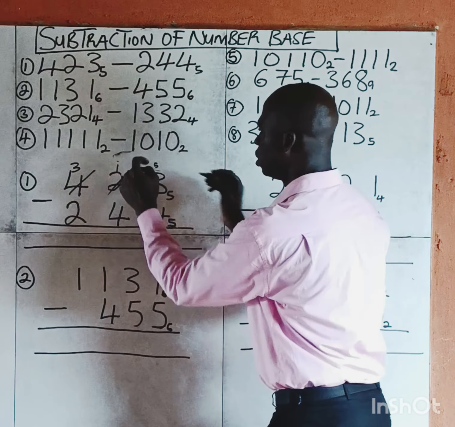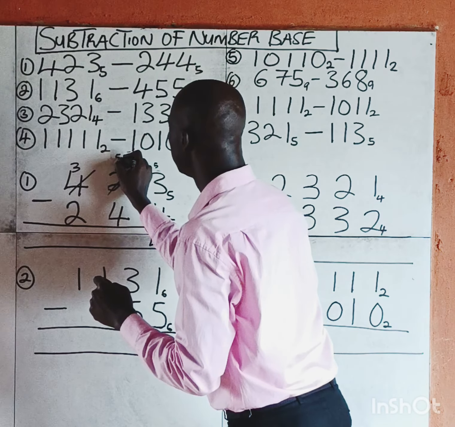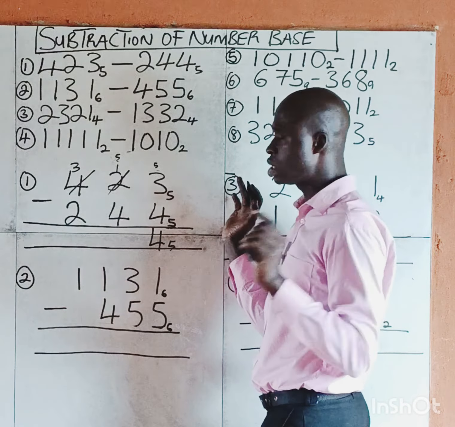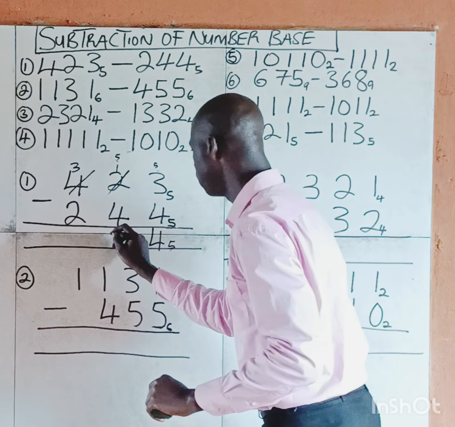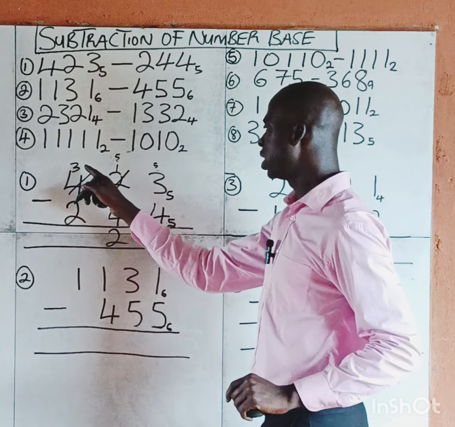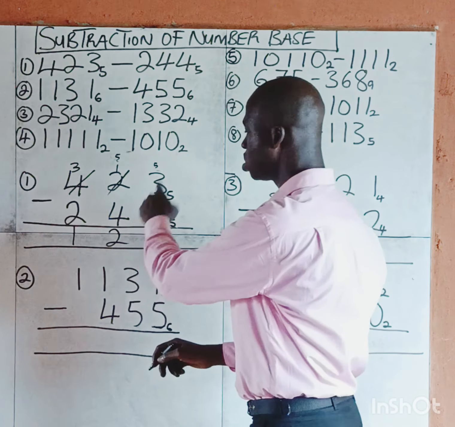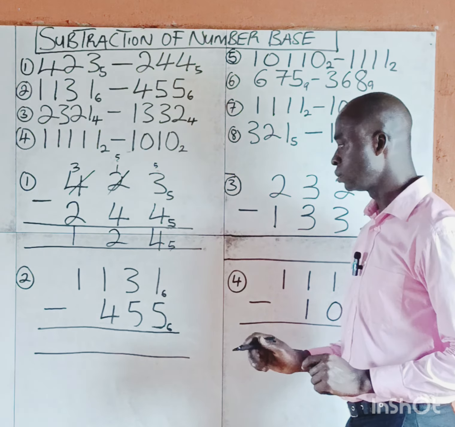Now 5, let me write it well. Now 5 plus 1 will give me 6. 6 minus 4 will give me 2. We go again now. 3 minus 2 is 1. So this is the solution to question number 1.